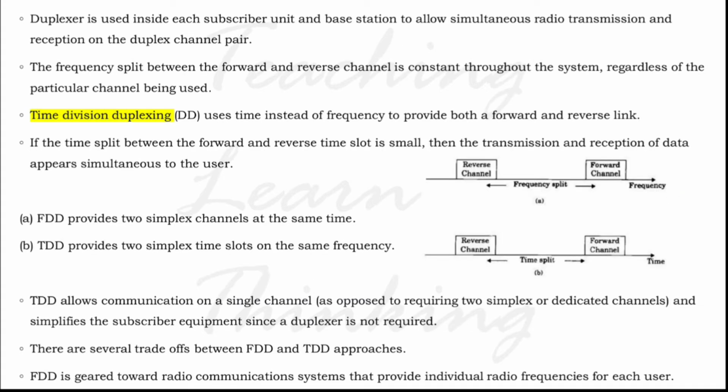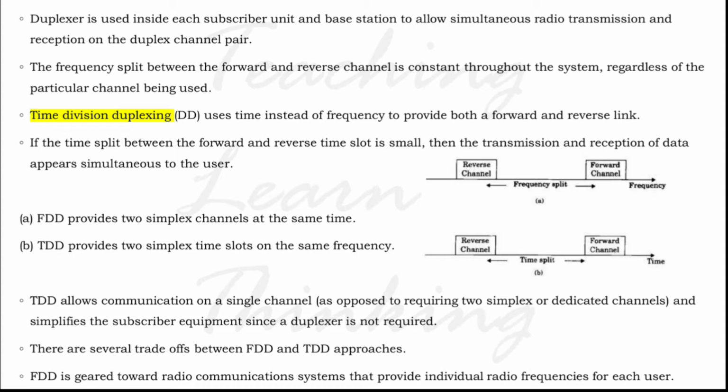The duplexer is used inside each subscriber unit and base station to allow simultaneous radio transmission and reception on the duplex channel pair. The frequency split between the forward and reverse channels is constant throughout the system, regardless of the particular channel being used. So the frequency split between the reverse link and forward link is a constant.